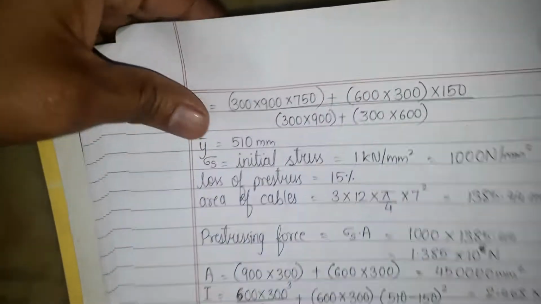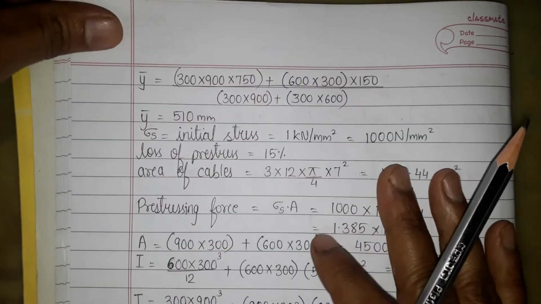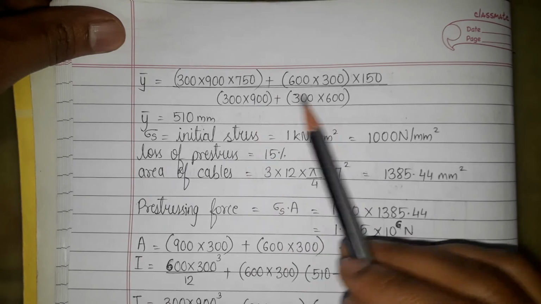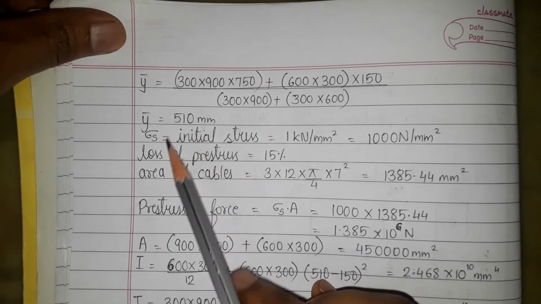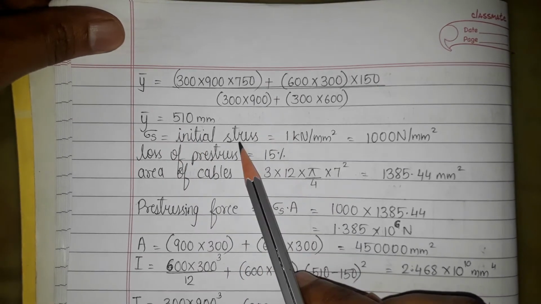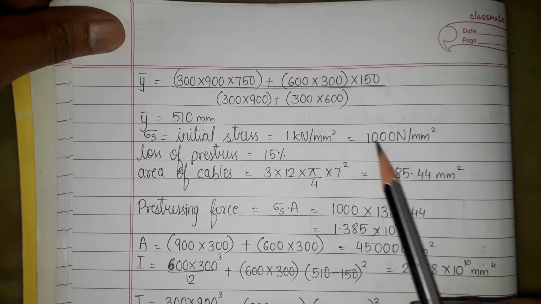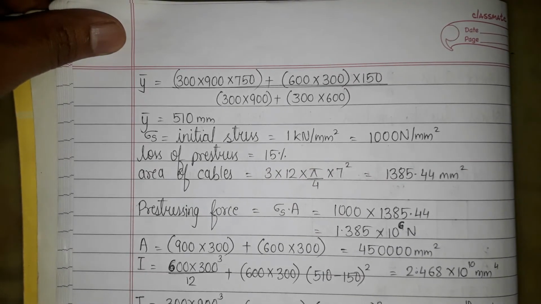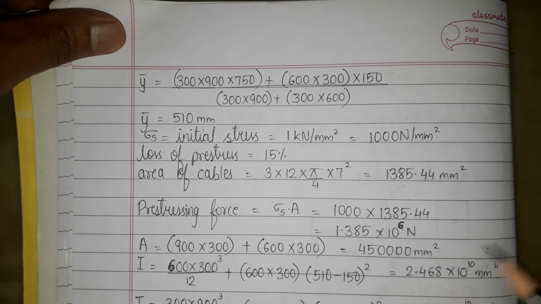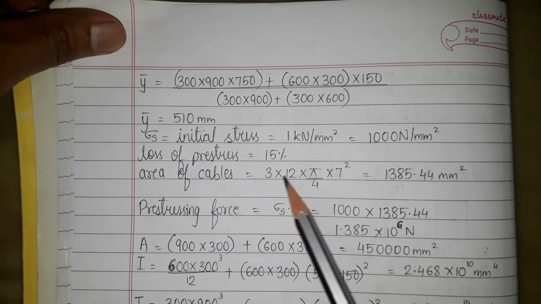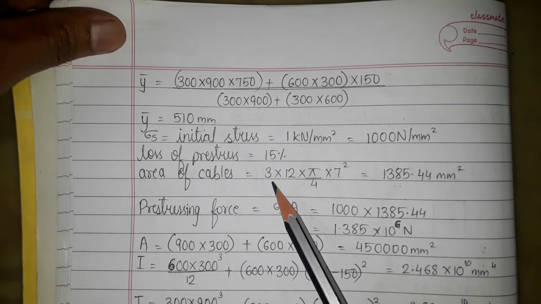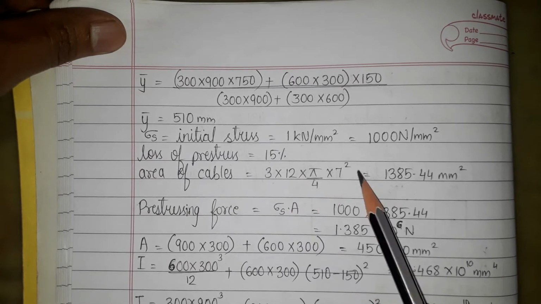First of all you have to locate the centroid, that is y bar equals A1 y1 plus A2 y2 over total area. So we will get y bar as 510. The initial stress is given as 1 kilonewton per mm square, so that is 1000 Newton per mm square. Understood? And the loss of pre-stress is 15% and the area of cable is 3 cables, in each cable there are 12 wires of 7 mm dia.